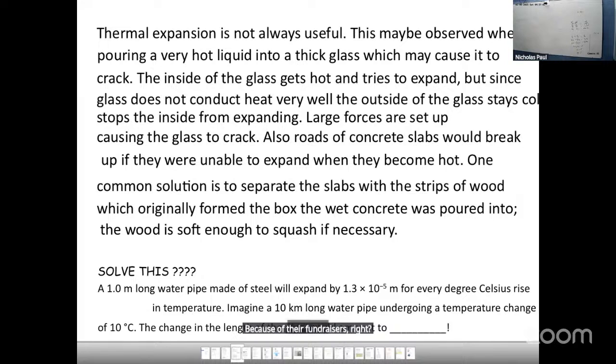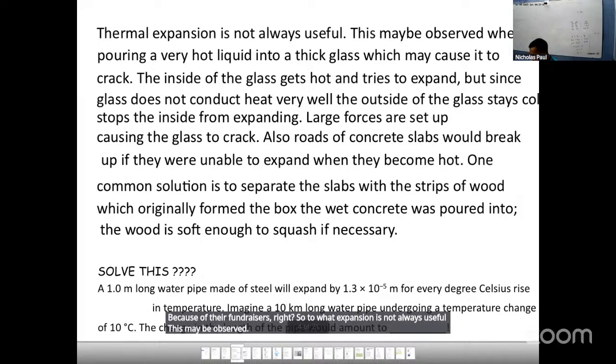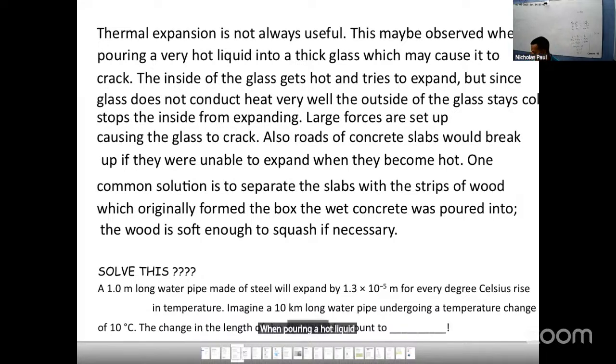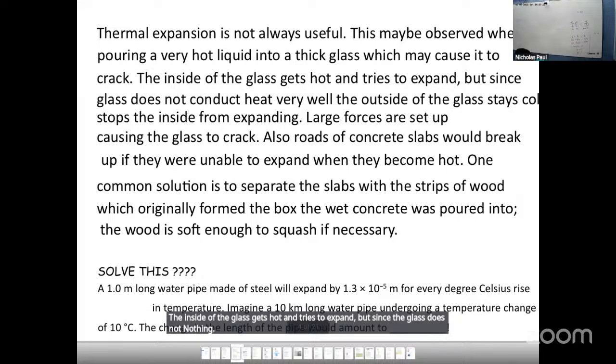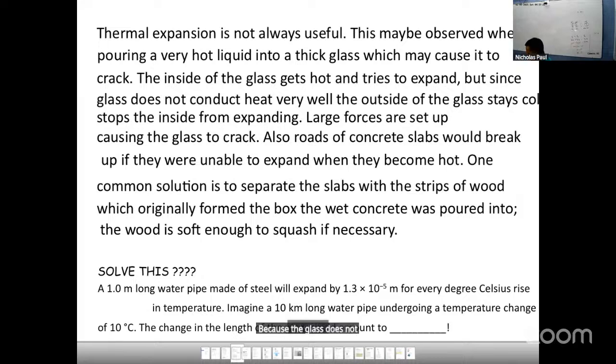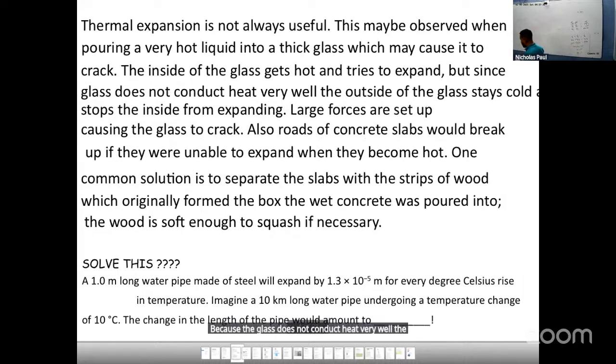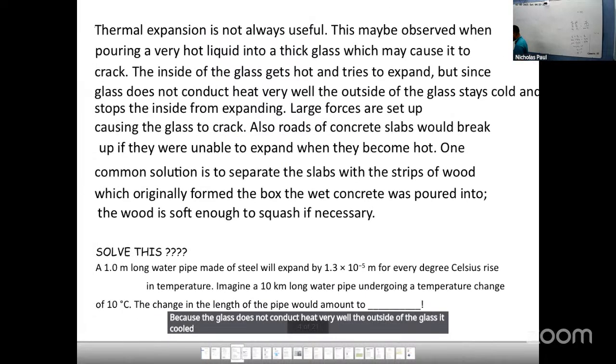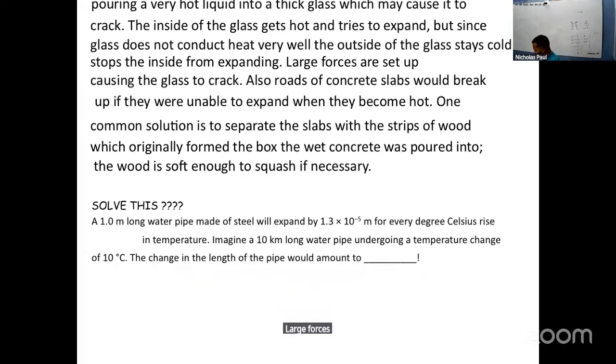So thermal expansion is not always useful. This may be observed when pouring a hot liquid into a thick glass, which may cause it to crack. The inside of the glass gets hot and tries to expand, but since the glass does not conduct heat very well, the outside of the glass stays cold and stops the inside from expanding. Large forces are set up, causing the glass to crack.